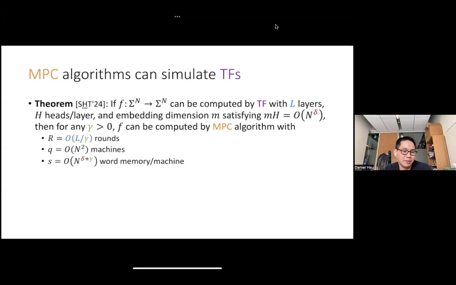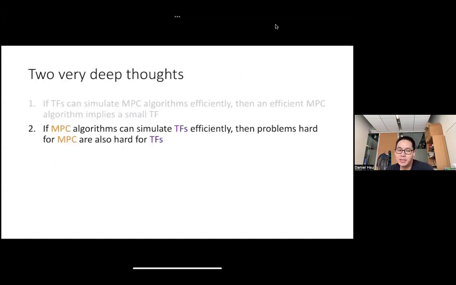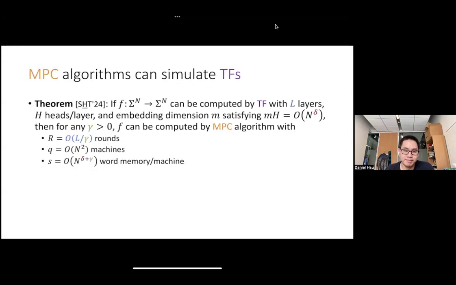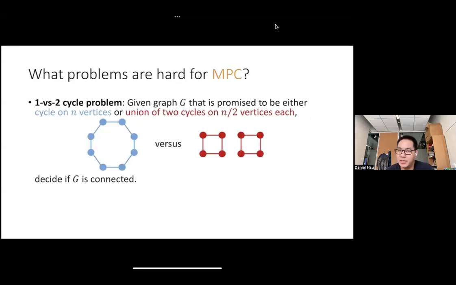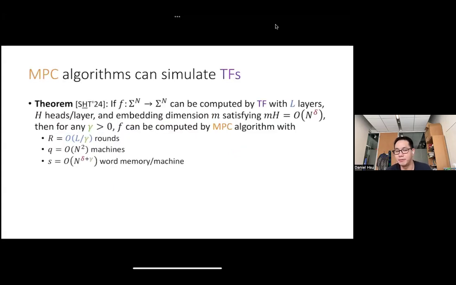Okay, so this result says that MPC algorithms can simulate transformers. So anything you could do with a transformer, you can basically do also with an MPC algorithm. But we wanted to use this in a way that would explain what's hard for transformers. So what problems are hard for MPC? The idea is that this theorem will let us transfer hardness for MPC to hardness for transformers.